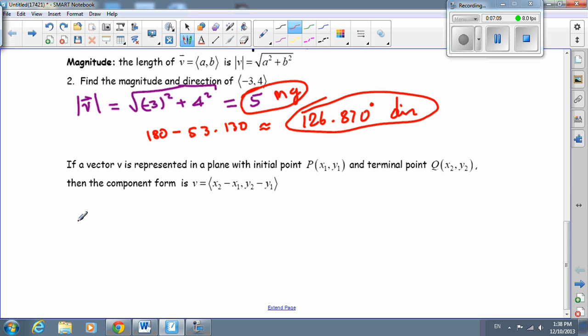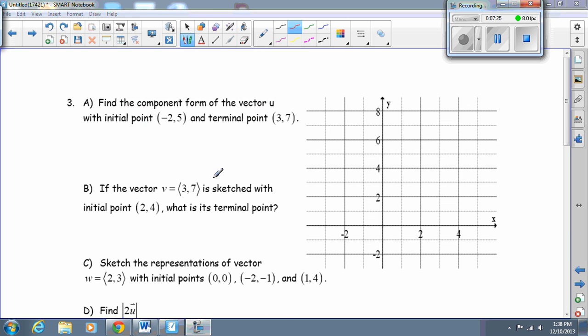If a vector V is now represented in a plane with initial point P at x1, y1 and terminal point Q at x2, y2, then the component form is V = ⟨x2 minus x1, y2 minus y1⟩. Let's go ahead and practice that on this first problem.